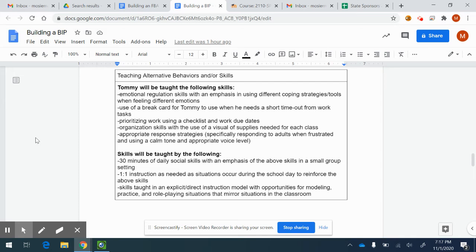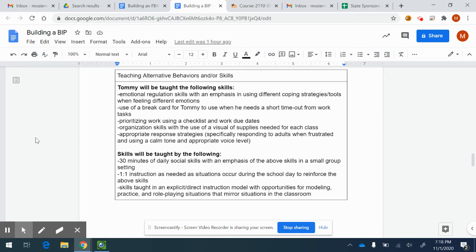So we want to make sure that we continue to just brush up and reinforce those skills. Appropriate response strategies. So specifically responding to adults when frustrated using a calm tone and an appropriate voice level. So not only does he need to know how to regulate his emotions, but when he's frustrated and he's responding to an adult, he needs to make sure that he's doing so in a way that is not disrespectful or come across as disrespectful. Those skills will be taught by the following.